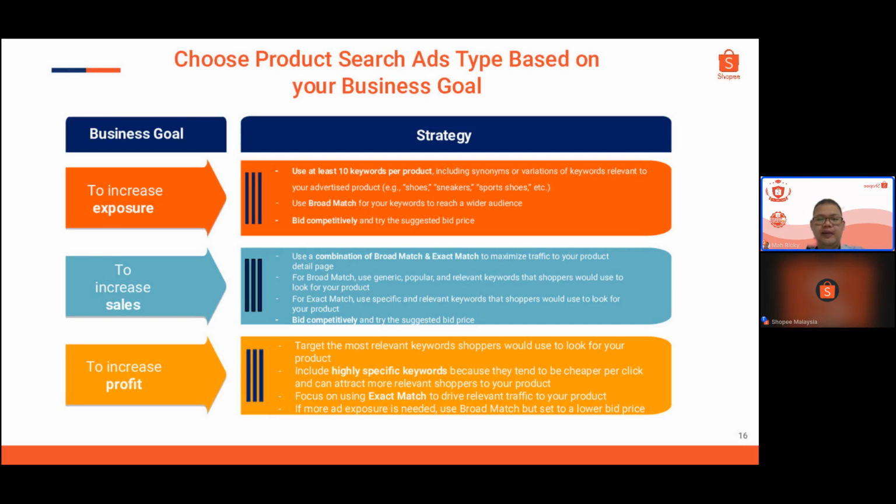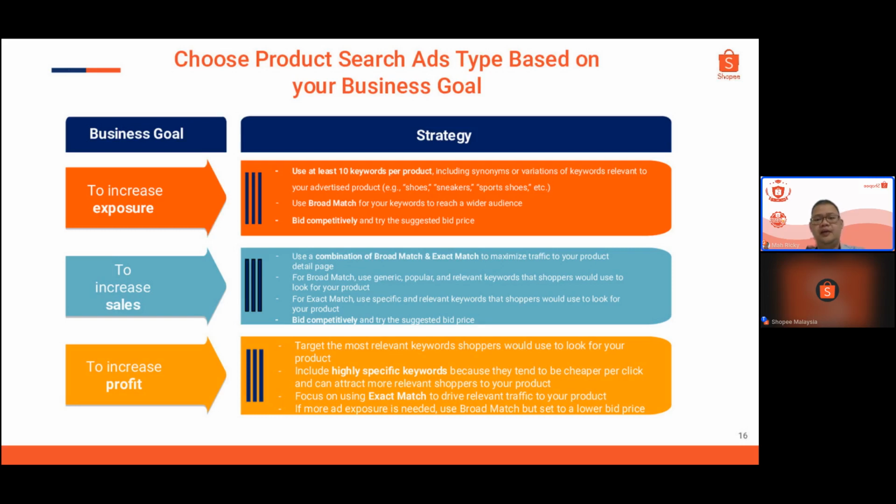Remember which stage we are under: whether exposure, sales, or profit. First one, exposure: use at least 10 keywords. For here, 10 keywords is actually enough, because Shopee Search Ads is about 200.